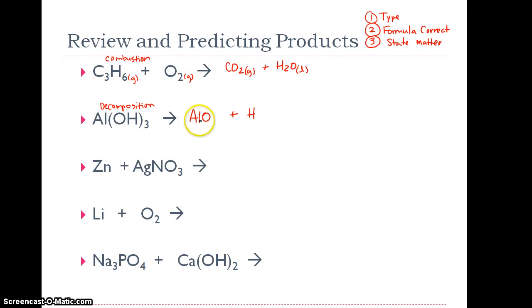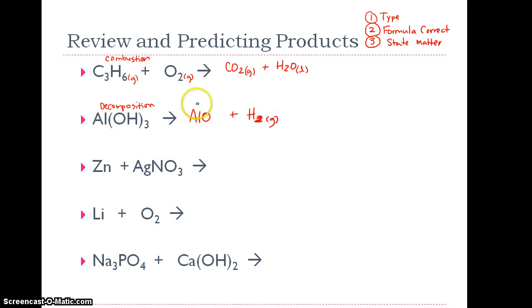Okay, so now we know the type. Now our formulas have to be correct. If you leave it like this, or you were just to carry it over like with H3, because that says 3 over there, it's going to be incorrect. We know that H is a diatomic molecule, so it's always going to be H2. Okay, and it is a gas.